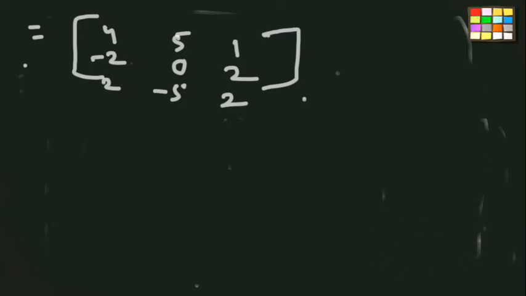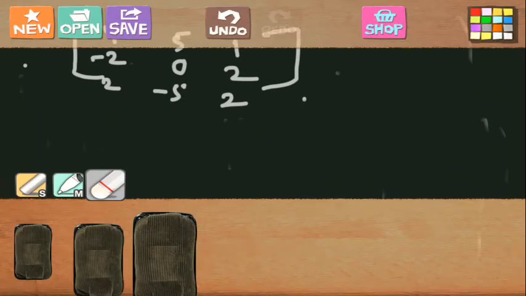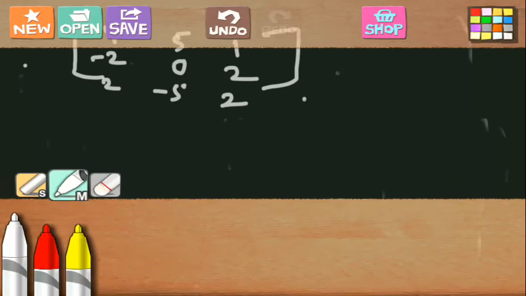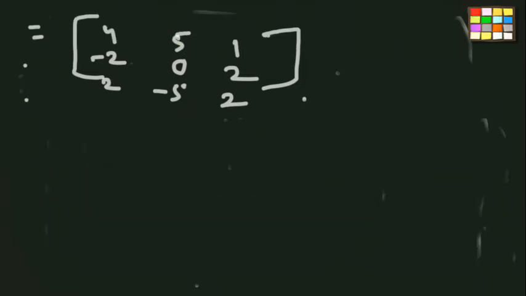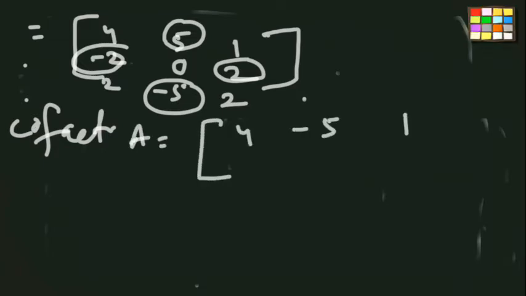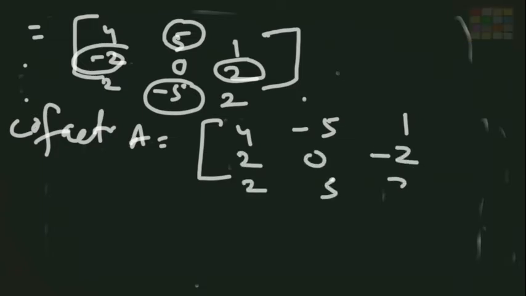If A inverse is wrong, if minors are wrong, cofactors will be wrong, then adjoints will be wrong. In fact, A inverse at last will become wrong. So now let me proceed to find the cofactors. For cofactors, you recall that I have told you to just change the sign of these elements which I am encircling. So the cofactor of A is: change the sign, 4, minus 5, 1, this is 2, 0, minus 2, change the sign, 2, 5 and 2.